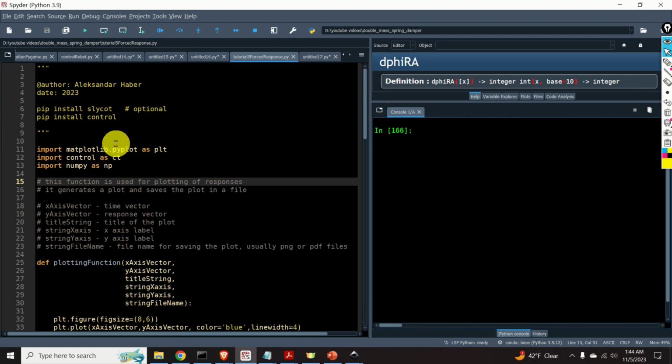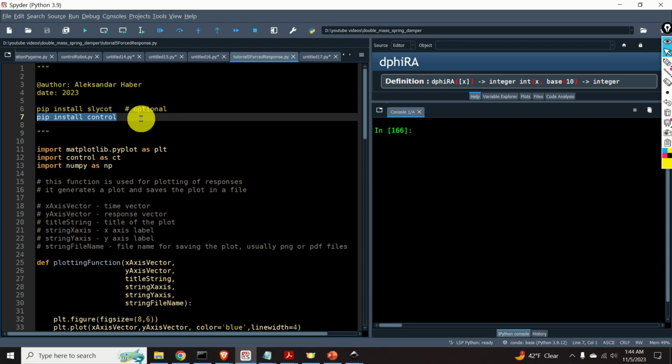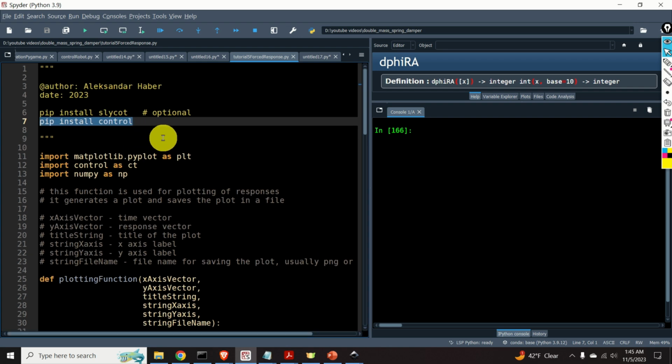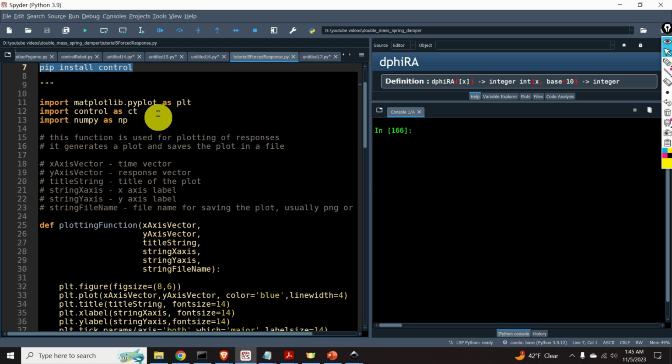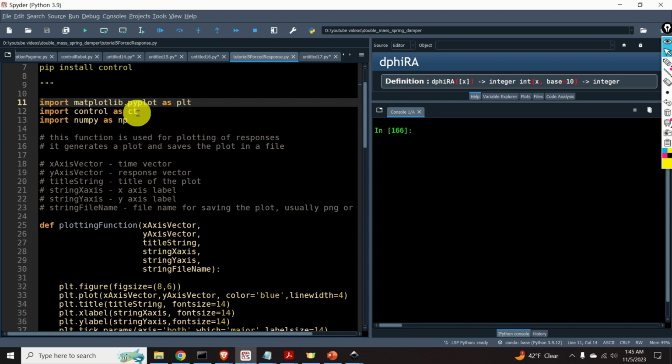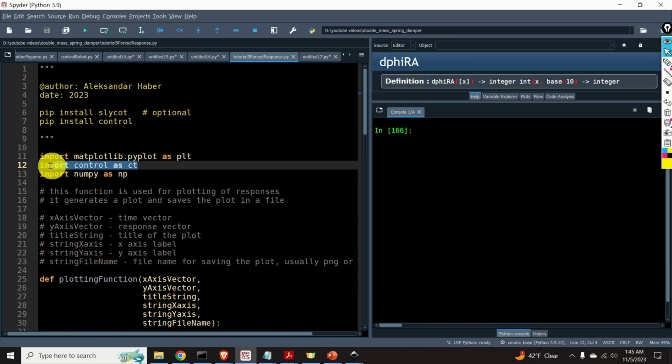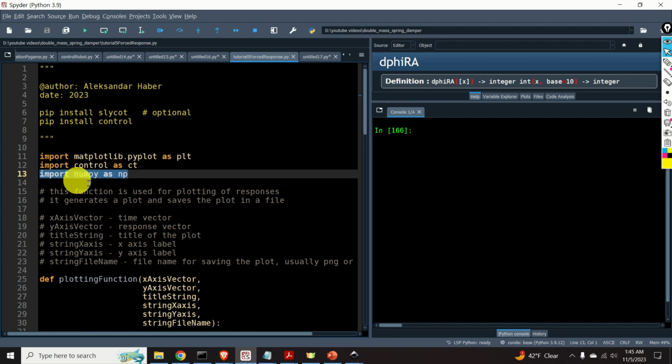This approach relies upon Python control systems library. To install this library, you will simply open a command prompt and you will type pip install control. This is an amazing library that can be used for simulation and for control system design. Again, I need to import the necessary libraries. I import the plotting function, then I import my control systems library as CT, then I import NumPy.